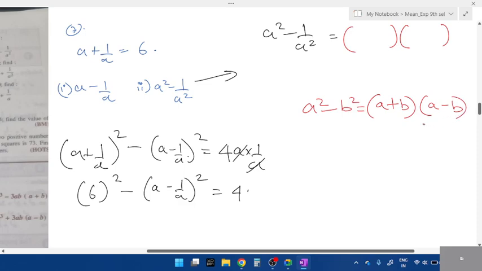See, you have to memorize this. a square minus b square is how much? a plus b into a minus b. First memorize this. Now do you remember this? Without formula you can't solve it. It's not possible.